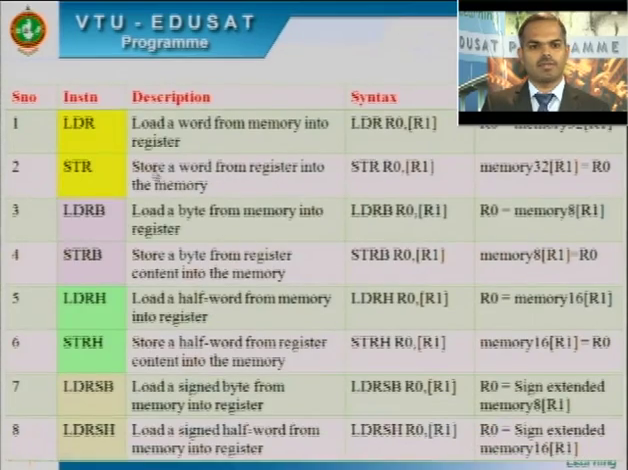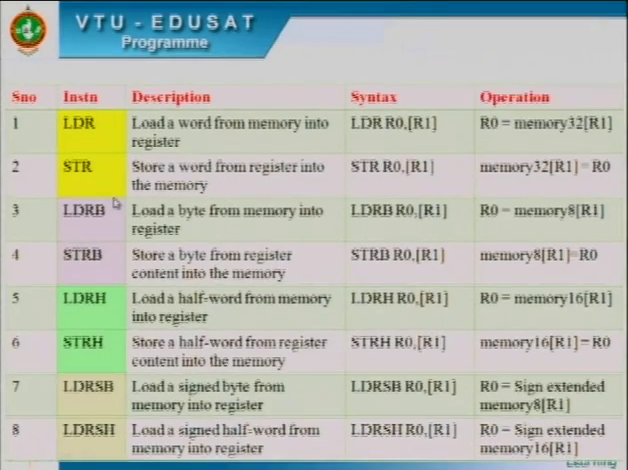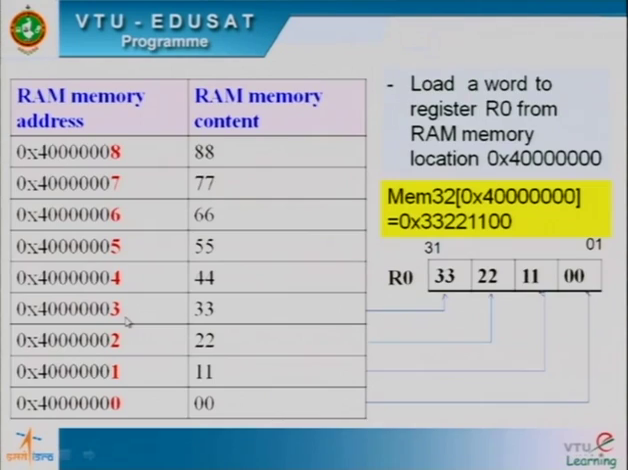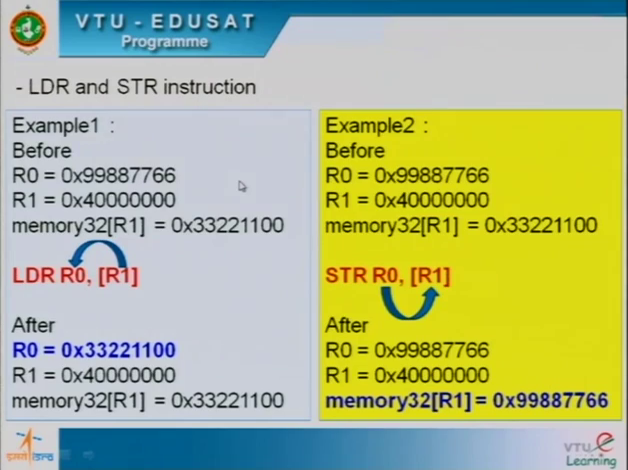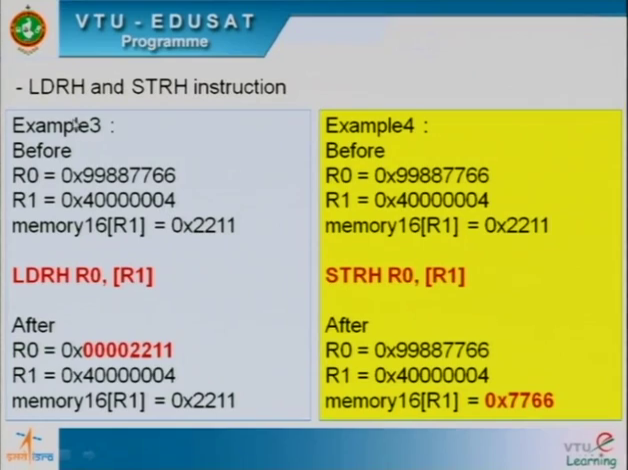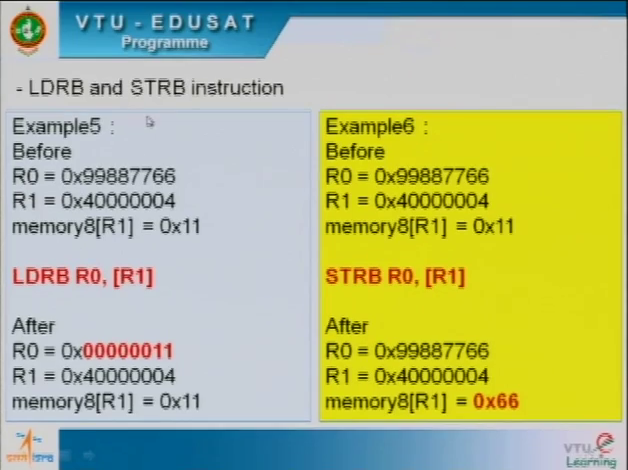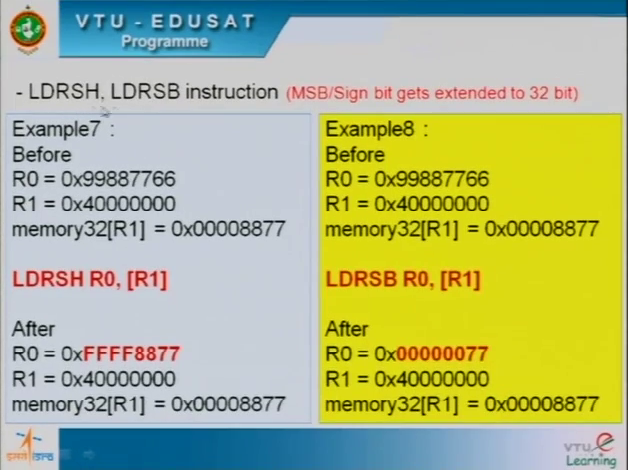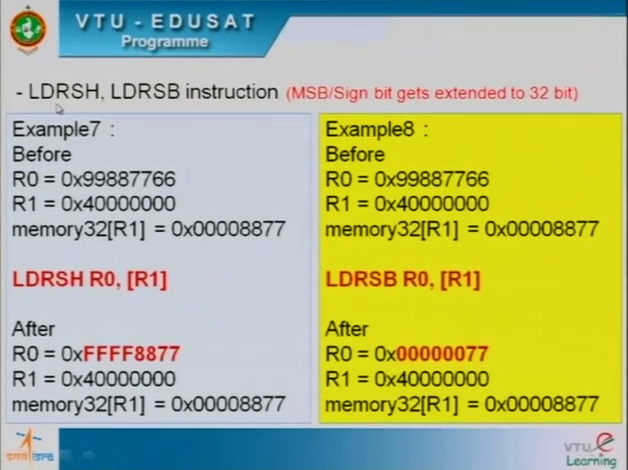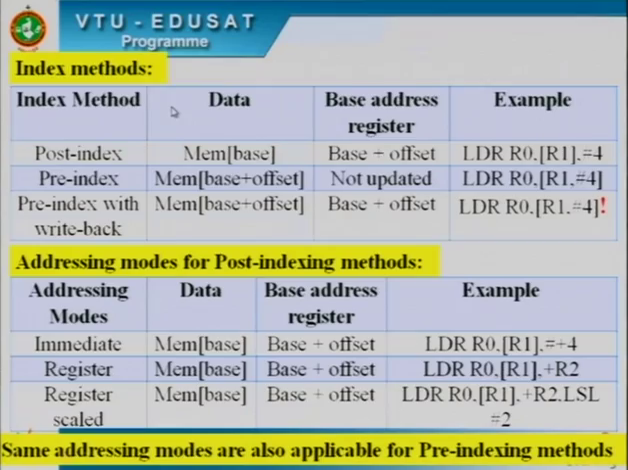And then we had a lot of different instructions in the load and store. Six of them are unsigned instructions and two of them are signed instructions. We discussed the way the load and store instructions work. LDRH and STRH are for 16-bit transfer. LDRB and STRB are for 8-bit transfer. LDRSH stands for load register signed half word, and LDRSB stands for load register signed byte.